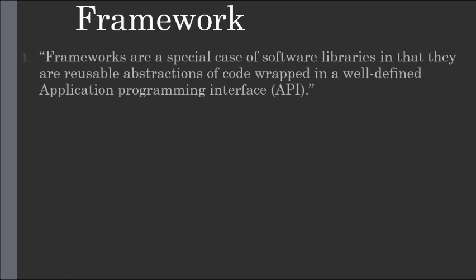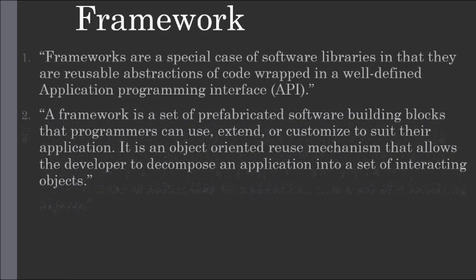The first definition of a framework is that frameworks are a special case of software libraries in that they are reusable abstractions of code wrapped in a well-defined API. Like in our example, having all those facilities together is called an API, and it also provides abstraction because you don't need to measure all the time, so your application is secure.